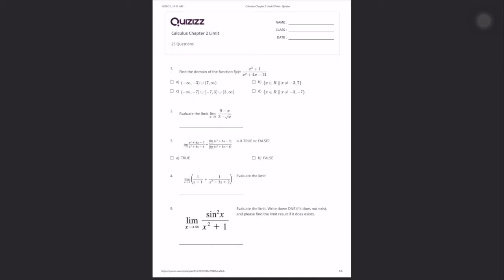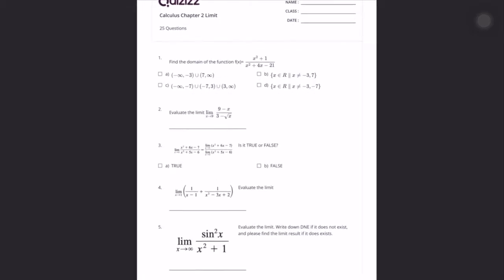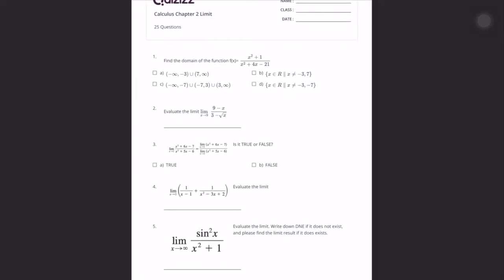Okay, hello everyone. We are going to solve our quiz problem. So we have 25 questions and I hope I can finish all within around 20 or 30 minutes. Okay, let's start with the first question. Maybe in your quiz the question is not the same. The order is not the same because I made the questions shuffled.